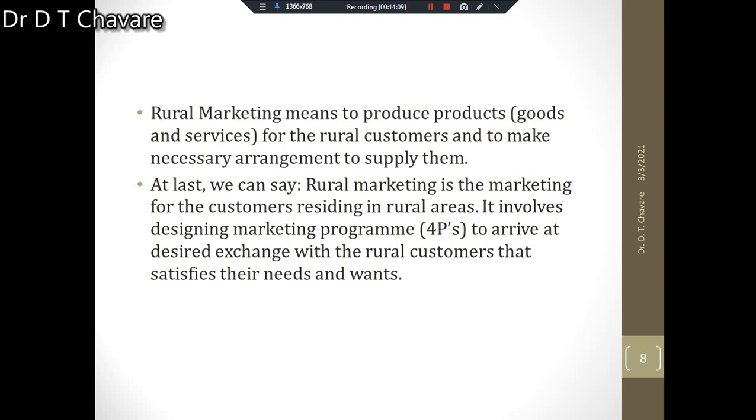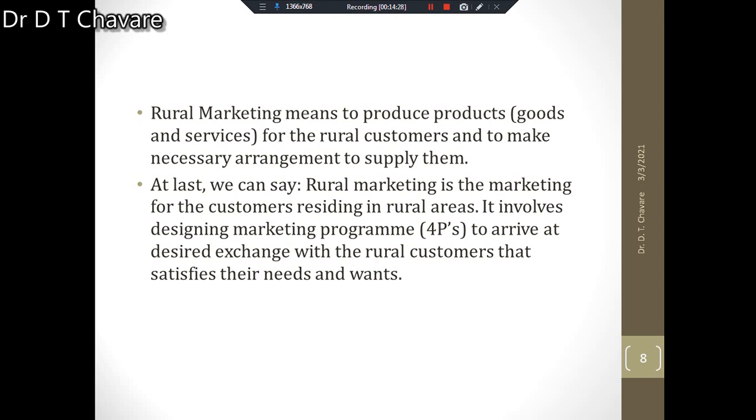At last, we can say rural marketing is the marketing for the customers residing in rural areas. Try to understand what I'm speaking. A very simple statement. It involves designing marketing programs.